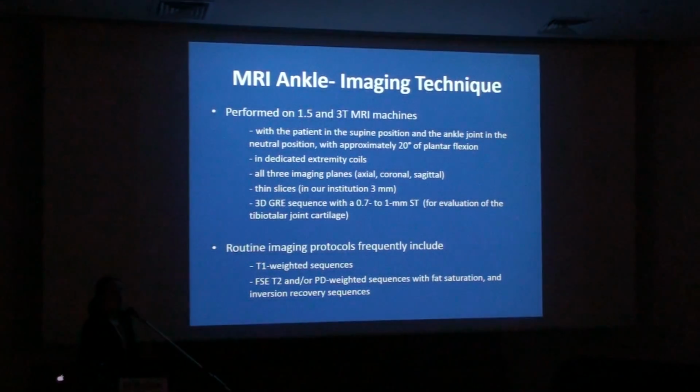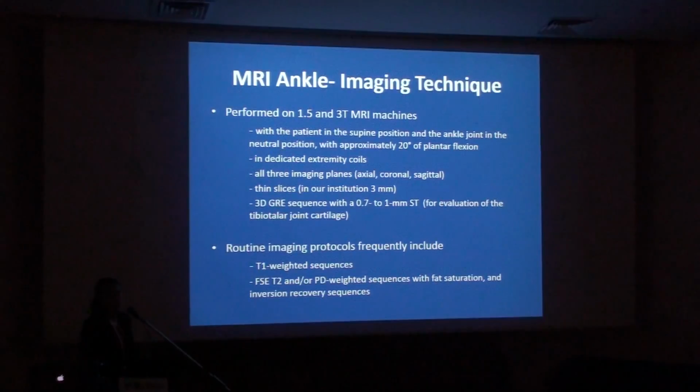So to image the peroneal tendons, we can use both MRI or ultrasound, and they both do a good job in evaluation of the peroneal tendons. MRI of the ankle is typically performed on 1.5 or 3 Tesla MRI machines in dedicated ankle and foot coils, and the patient is typically in the supine position with approximately 20 degrees of plantar flexion. We image the ankle in 3 planes, axial, coronal, and sagittal, and we use both T1-weighted and fluid-sensitive sequences, and we also add one gradient echo sequence with thin cuts for evaluation of the ankle cartilage.